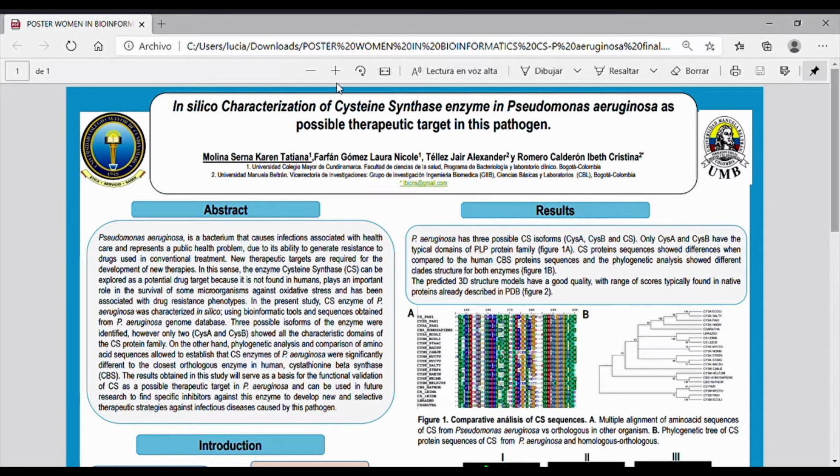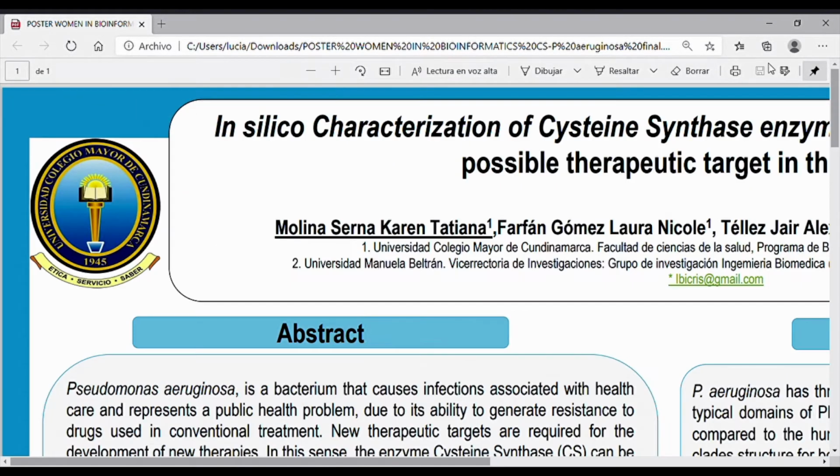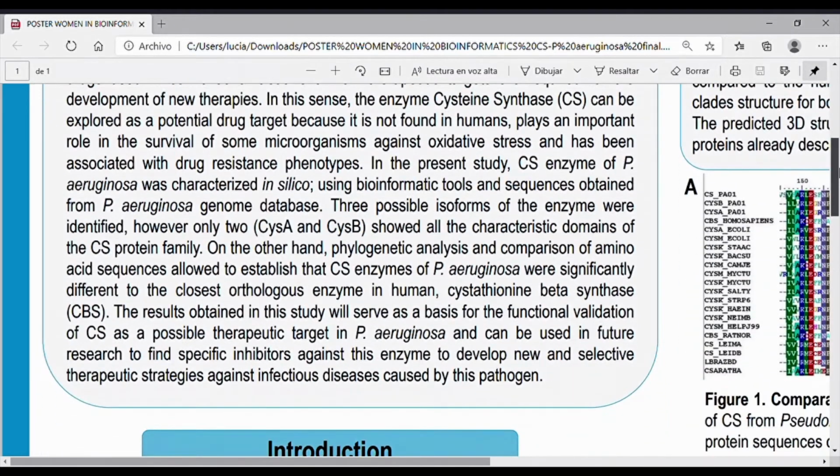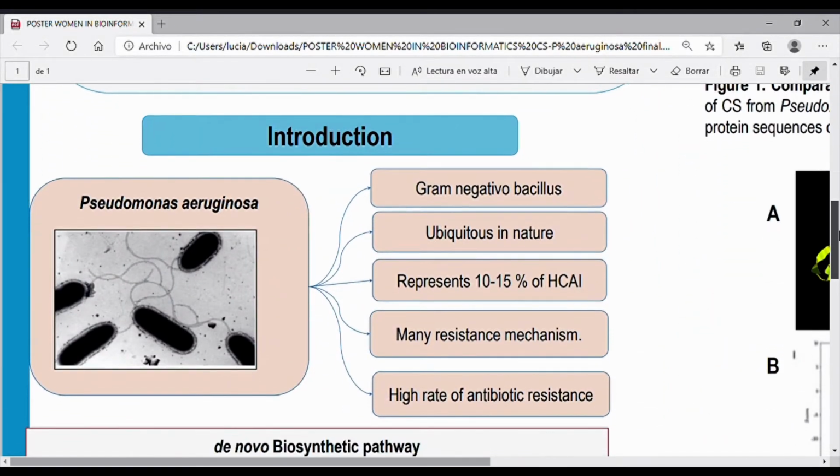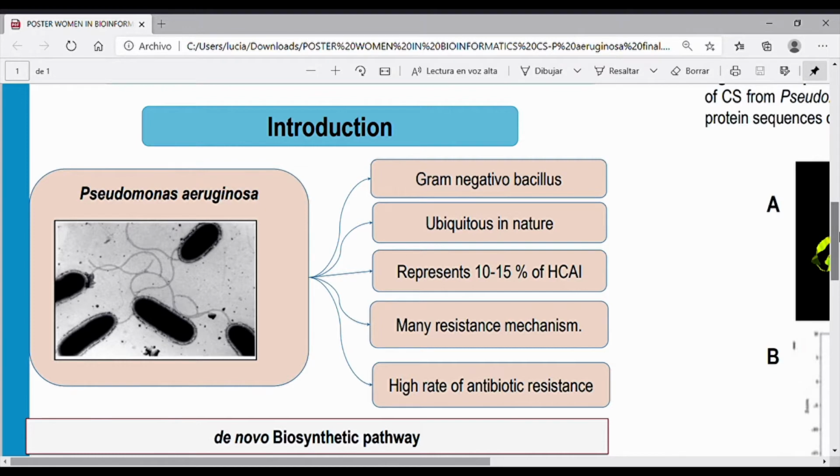To get into context, Pseudomonas aeruginosa is a strictly aerobic gram-negative bacillus that is ubiquitous in nature. This pathogen has been related to healthcare-associated infections, representing between 10 and 15% of deaths, mainly affecting immunosuppressed patients. Its treatment has been affected by the different resistance mechanisms that this bacterium uses to block the action of carbapenems, used as first-line antibiotics against this type of infection.